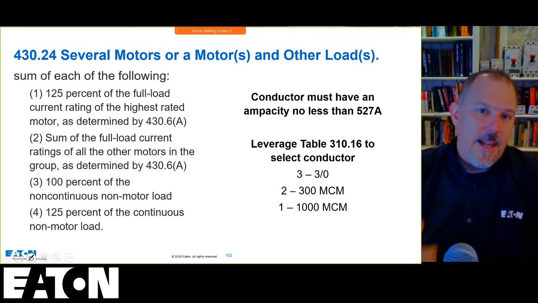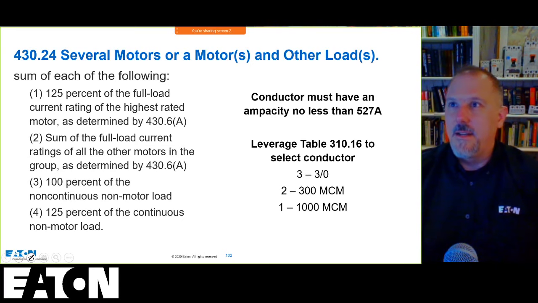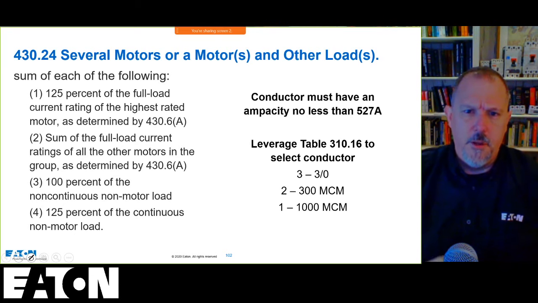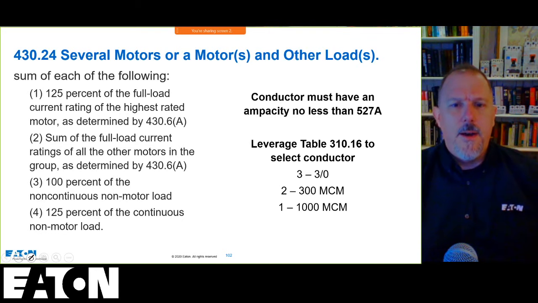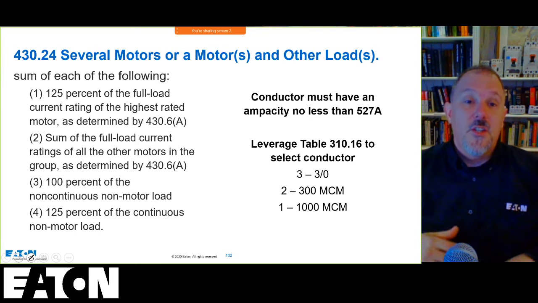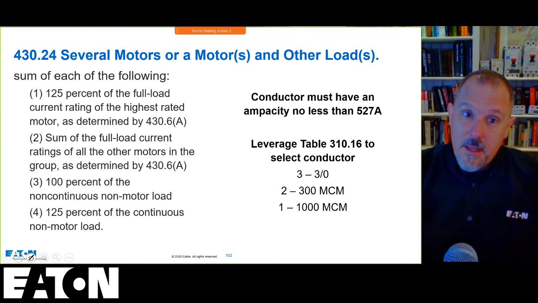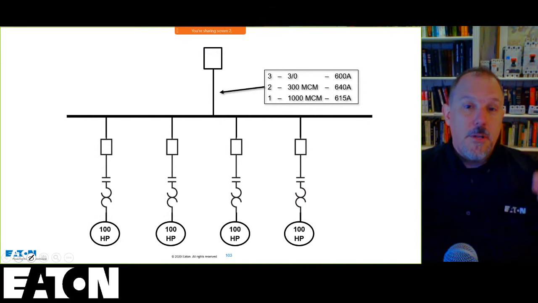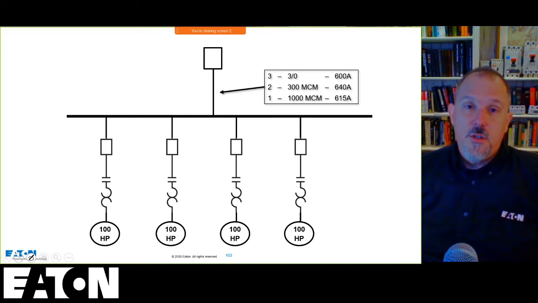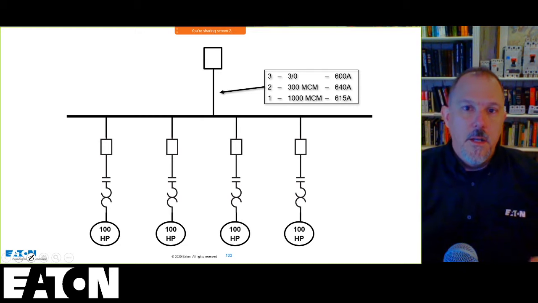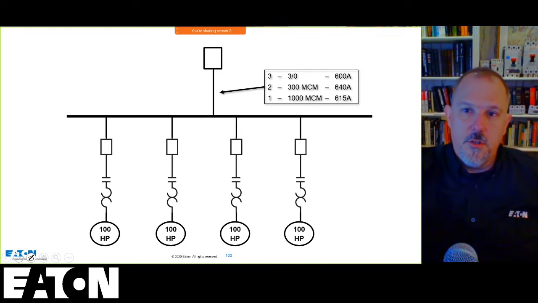And again, I leverage table 310.16. I hate picking out conductors because every time I do, I have someone in the audience who says, well, I would never have done that. I would have just done 3/3 aughts because I had that on the truck. Or, well, I would have just done 1,000 MCM. I don't care what recipe you use. As long as your lugs can handle it, you pick the combination that works, and that's the conductor you would be placing as the feeder going to those. And then you would protect that based on 240, probably a 600 amp breaker or fuse feeding those motors.